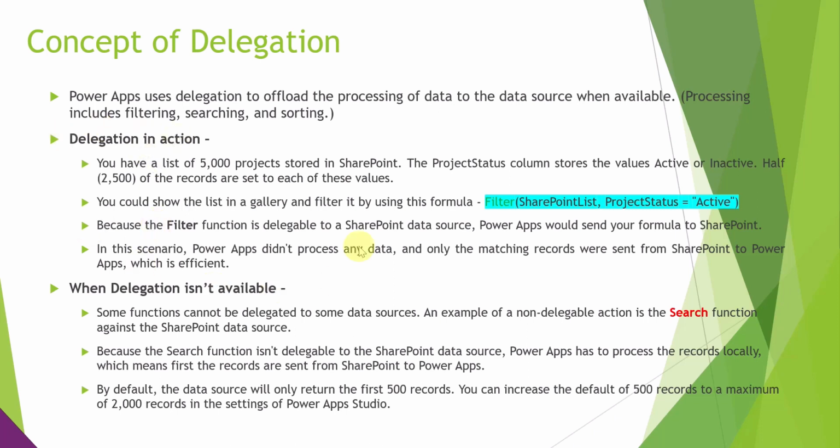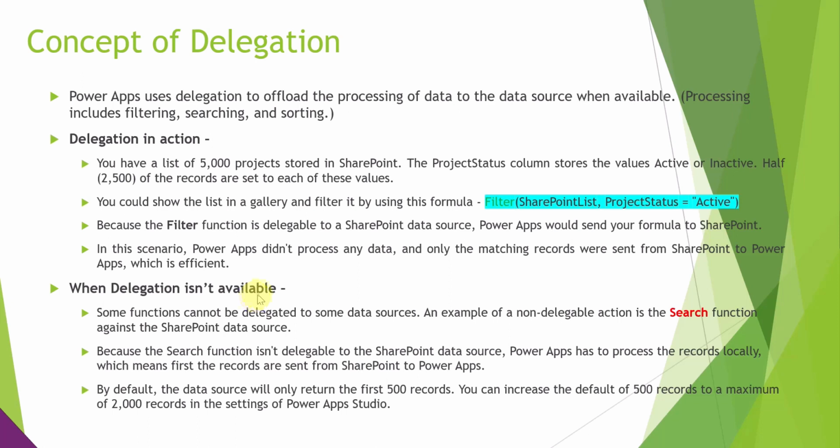So basically, in this scenario, when we are using the Filter function with SharePoint as a data source, Power Apps is not processing any data, right? It is only matching the records which are sent from SharePoint to Power Apps, and it is an efficient way to do it.